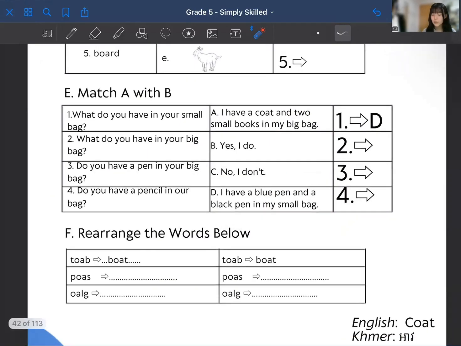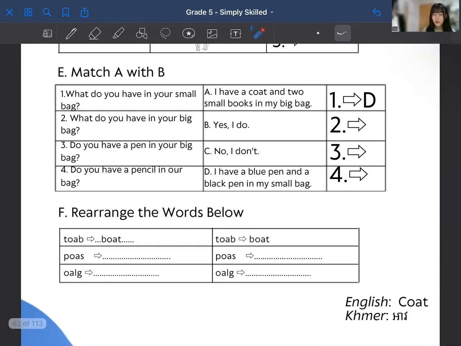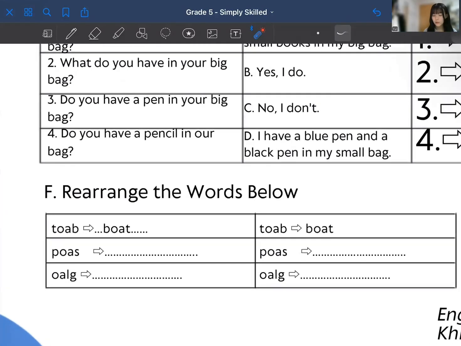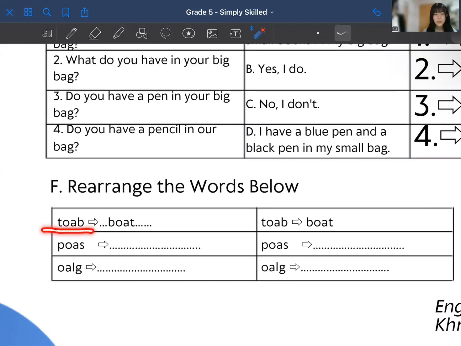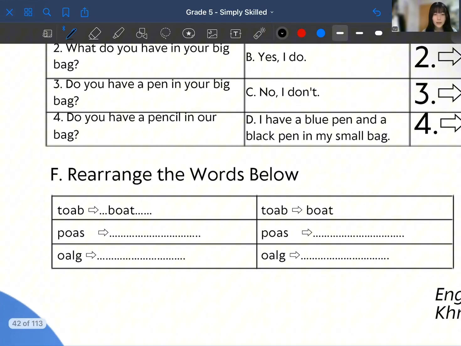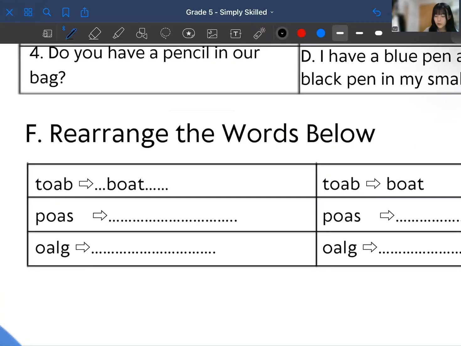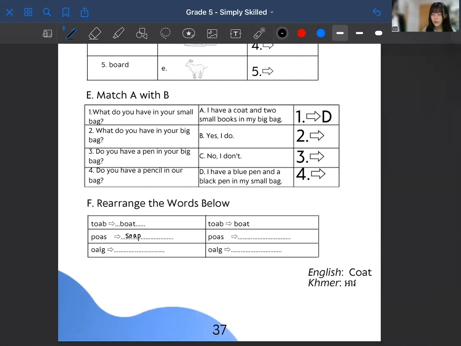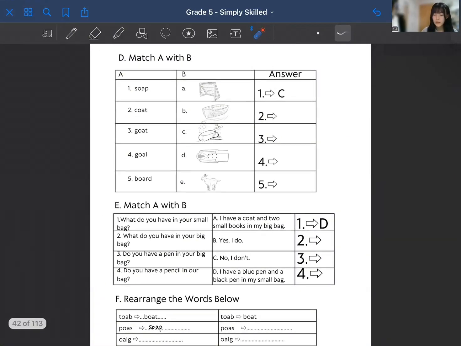Okay, now the last question is rearrange the words below. So number 1 is already done for us. So your letters were T-O-A-B, and if you mix them up a little bit, you can form the word boat. So maybe we can do number 2 together. So there's the letters P-O-A-S. And so out of this, you can figure out that it would be the word soap by rearranging them. And you can also use the words that we used in D here, right here. And you can use this as a guide to help you figure it out if you're stuck.